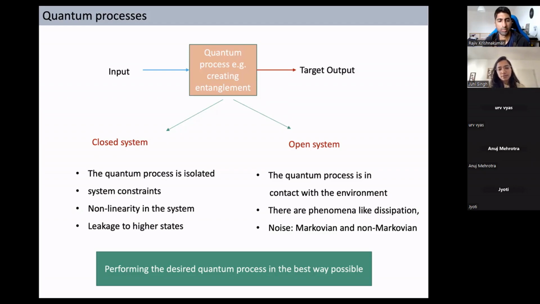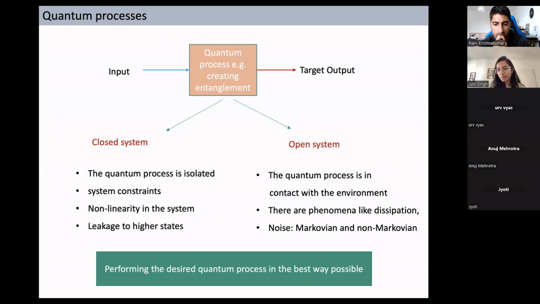Then leakage to higher states is also a big problem now. For example, in superconducting qubits or also in atoms, when you apply some electromagnetic field, you always want your states to stay in a certain level, say the excited state or the ground state. But excitation to other levels is always a problem, and these things affect the quantum process that you want to do.